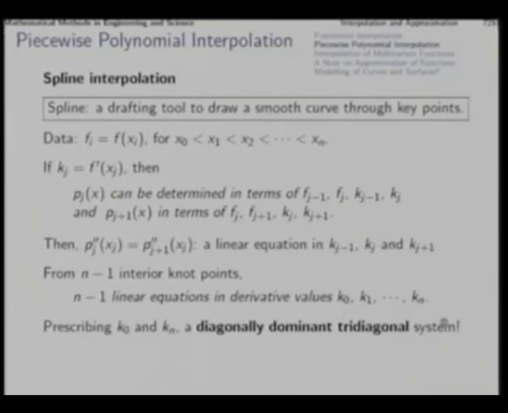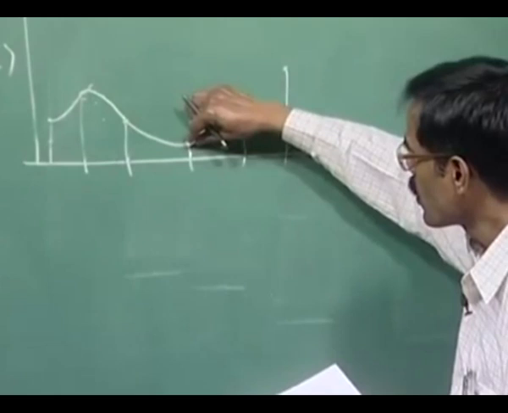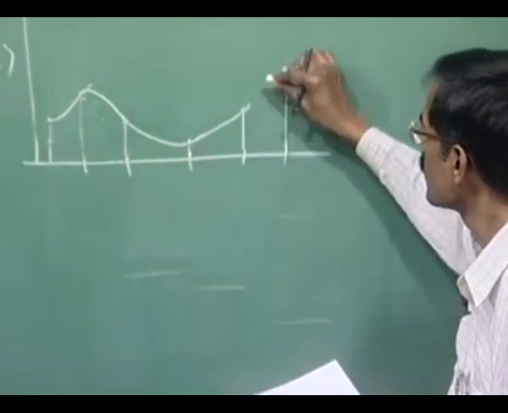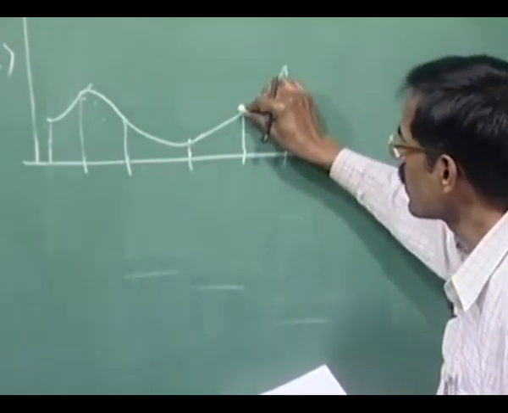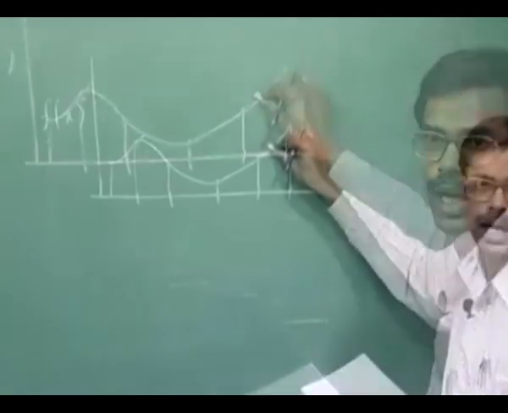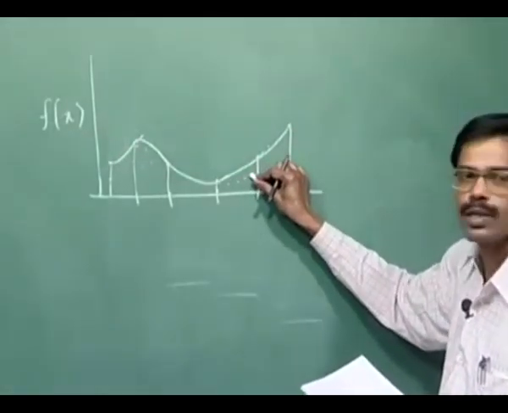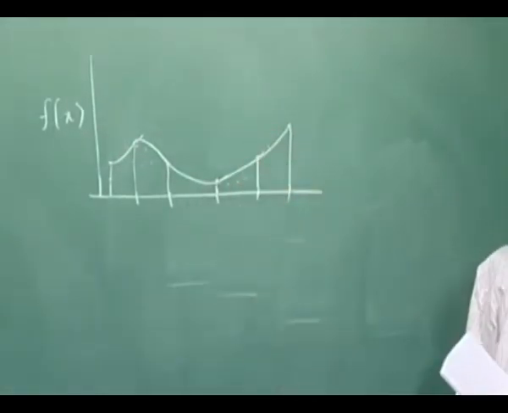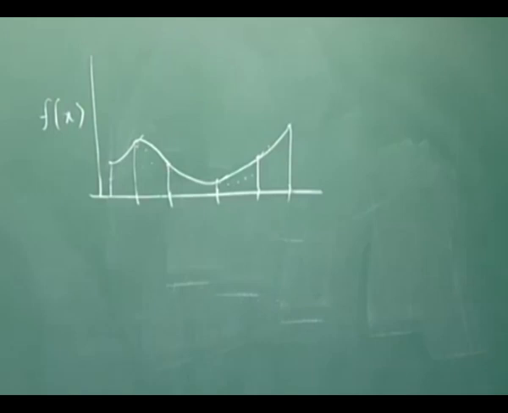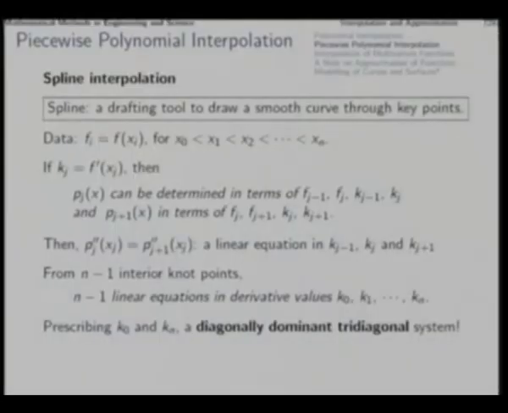So, this way we get a smooth curve like this, which matches the second derivatives at the junction points, and in between the junctions in a subinterval, of course, it is differentiable up to infinite order, that is of course known. So, this is called spline interpolation with C2 continuity.